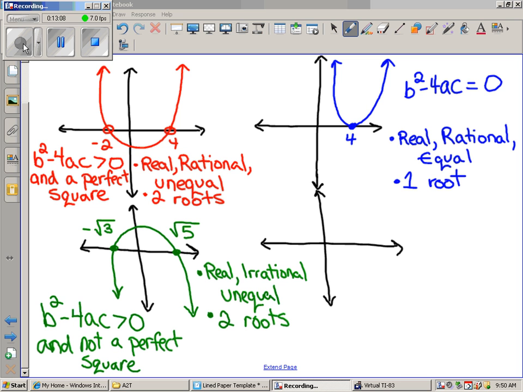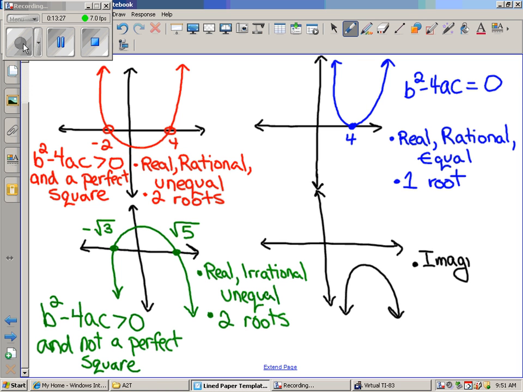And it could have been anywhere. It doesn't touch. What can you tell me about these kinds of roots? There are no roots. You just can't see them. You know what that means? They're invisible. They are imaginary. Imaginary roots always come as a pair of, starts with a C, conjugates, which means how many of them are there? 2.